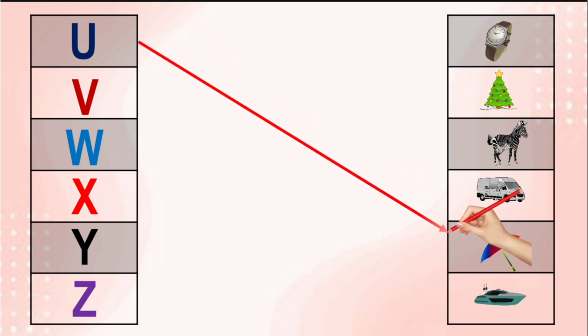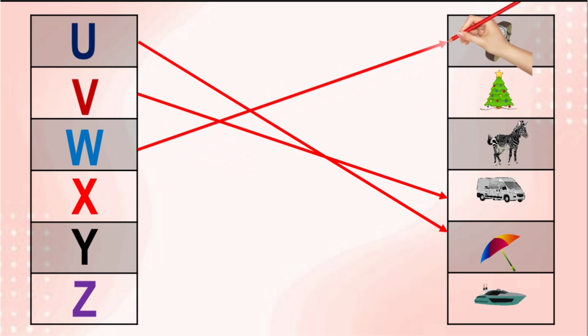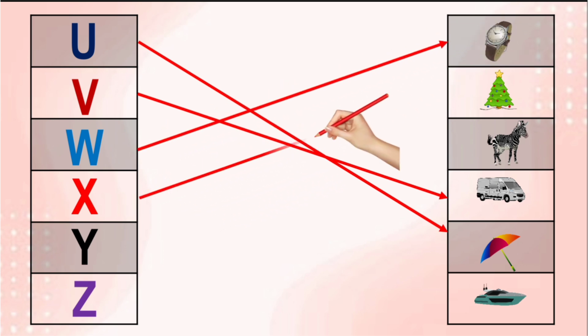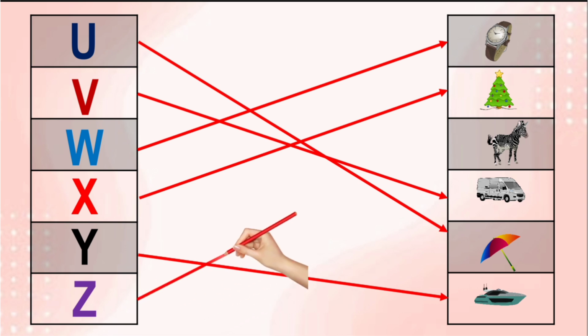U for umbrella. V for van. W for watch. X for Xmas tree. Y for yacht. Z for zebra.